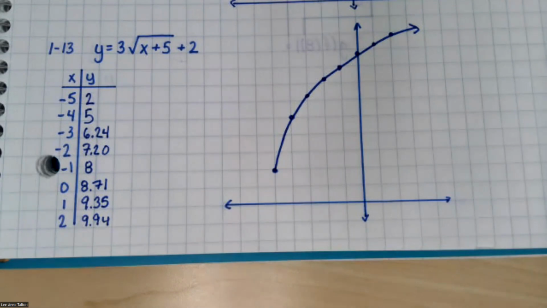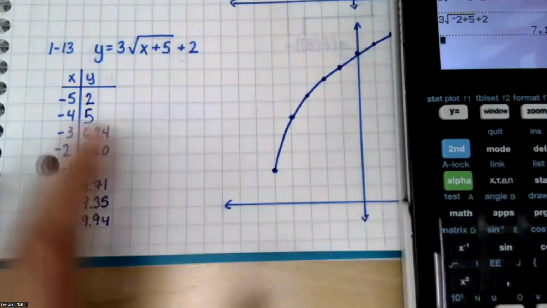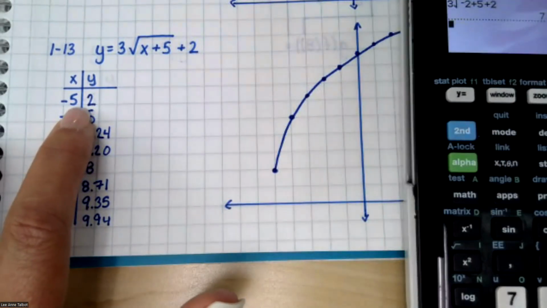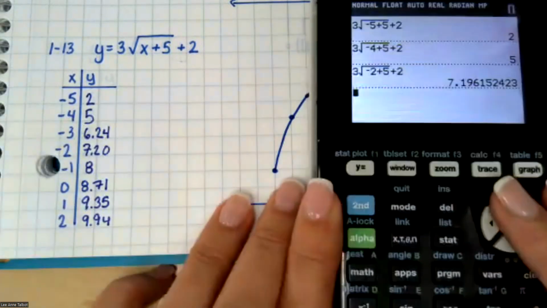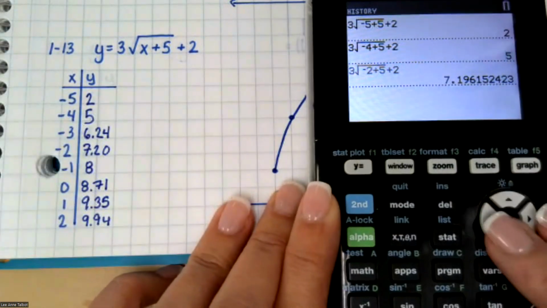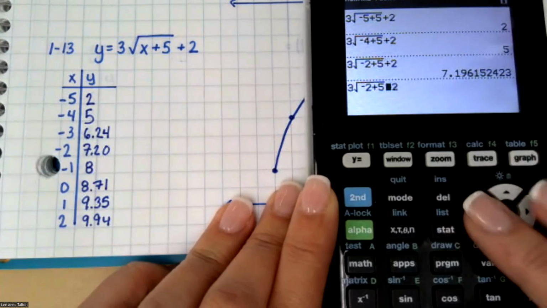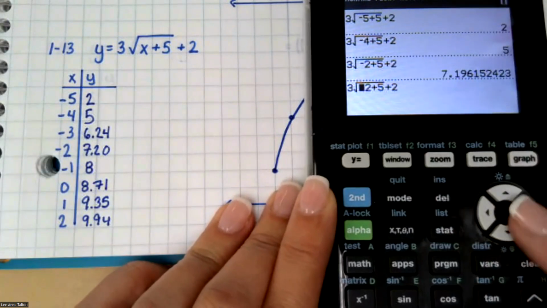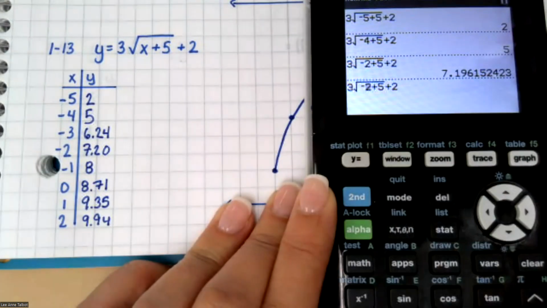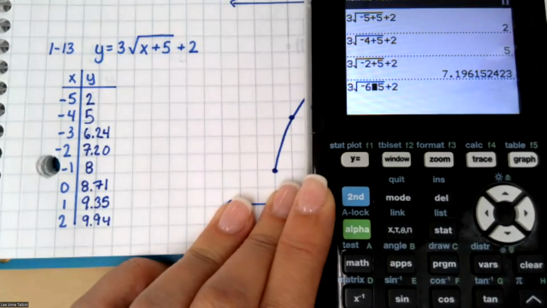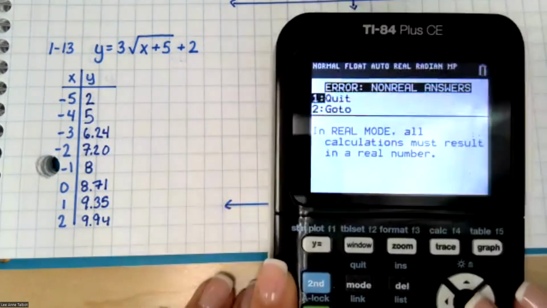Alrighty. This is actually what this graph looks like. Now, I want to show you something real quick. What happens if I keep going? What happens if I put in -6? And you guys have some knowledge of what would happen if I put in -6. I started at -5 for a reason. What would happen if I put in -6?